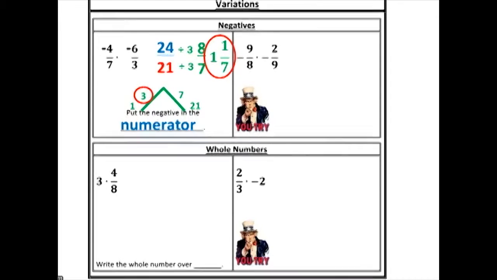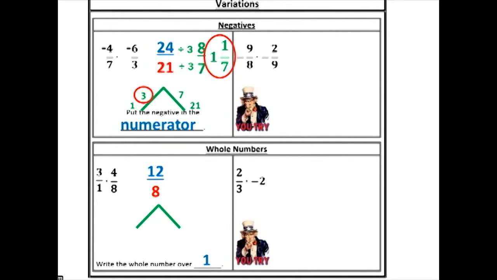Now, what if it's a whole number that you're multiplying by? Write the whole number over 1. Any whole number can be written as a fraction with 1 as a denominator. It's being broken into one part. So in this case, 3 becomes 3 over 1, giving me a numerator and a denominator to multiply. 3 times 4 is 12. 1 times 8 is 8.